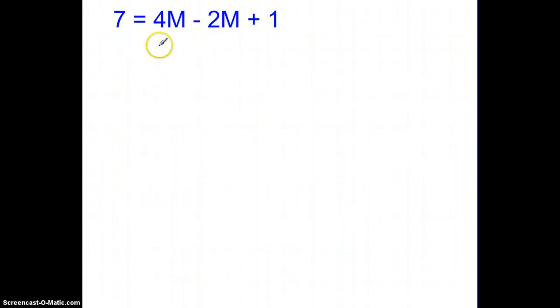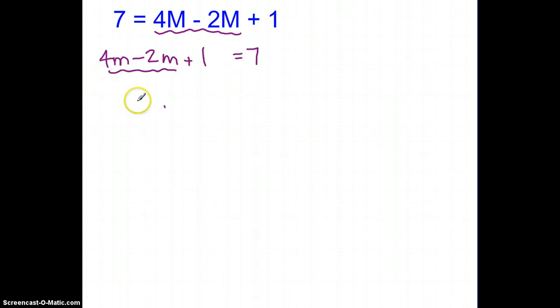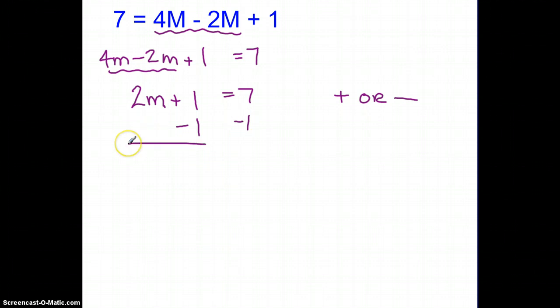Okay, last one. These two are the only variables. Remember, if it bothers you, switch the sides. These two put together, 4m minus 2m would be 2m. Then start getting rid of your add or subtract. So subtract 1 from both sides. And then I've got to get rid of multiply or divide. Divide both sides by 2.